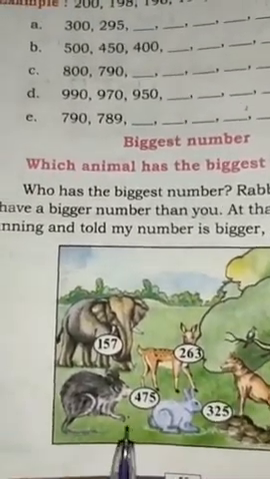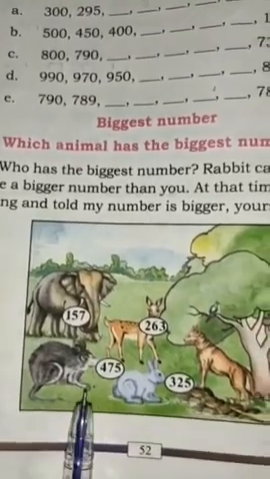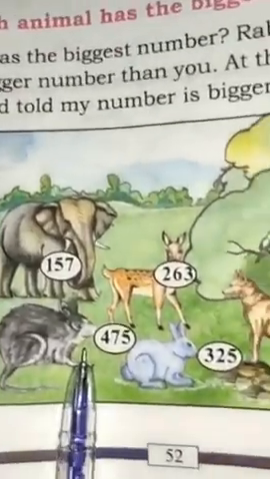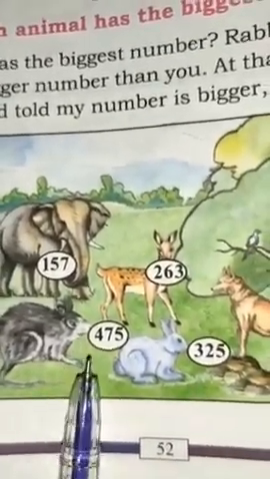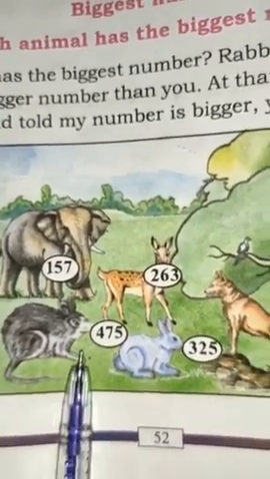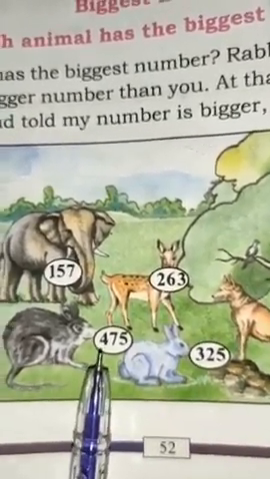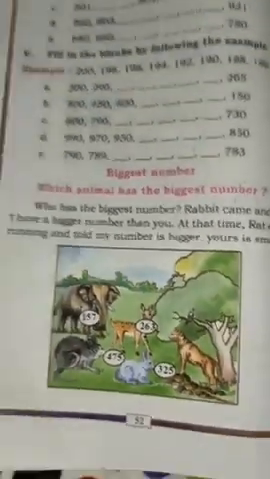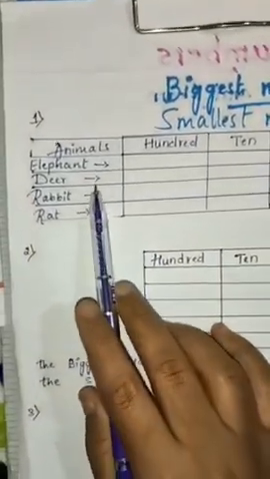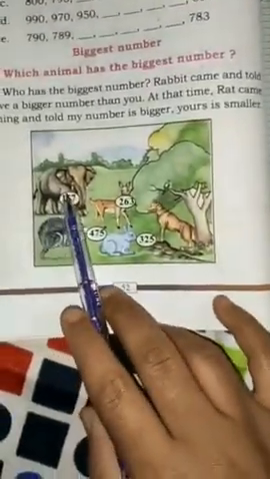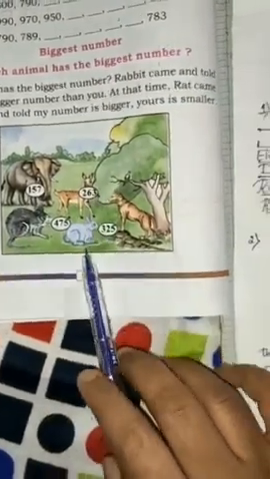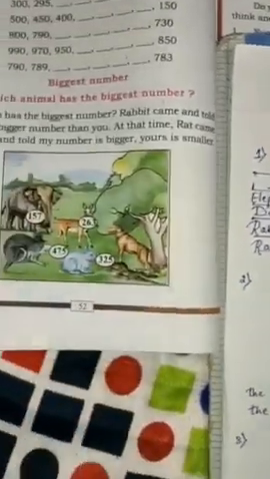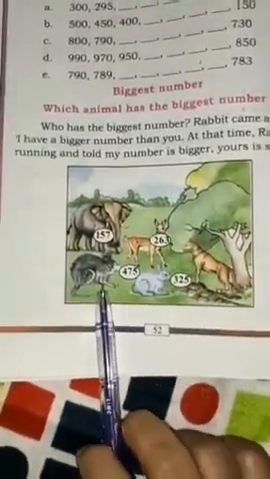So now what I have to do? Now you tell me which animal is having the biggest number. Which animal has the biggest number? So to see which animal is having the biggest and the smallest number, let us arrange all these numbers in the place value chart. So here, can you see this, children? Here are the animals. So we are having elephant, rat, deer, rabbit, which I have written here. Elephant, deer, rabbit and rat. So now let us arrange all the numbers in the place value table.